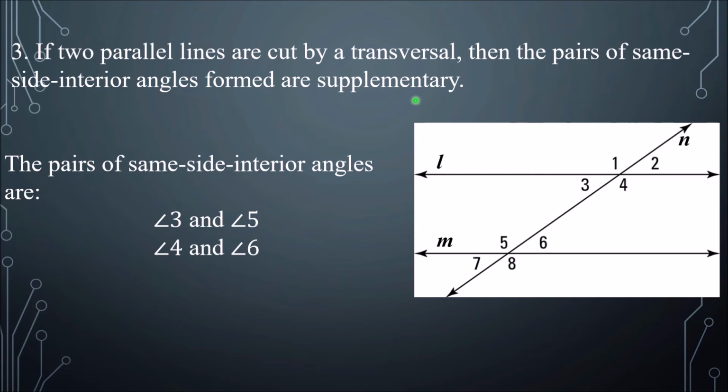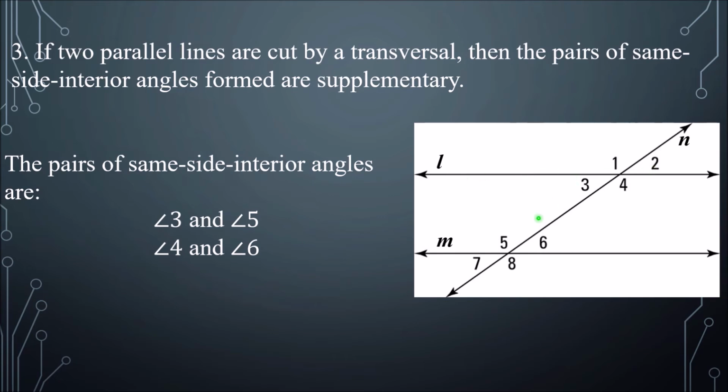Supplementary. So meaning to say, when we say supplementary, the sum of the measures of the two angles is 180 degrees. So what is same side interior? What does it mean by that? So when you say same side of the transversal, for example, angle 3 and angle 5. So again, angle 3 and angle 5. Same side of the transversal and inside the parallel lines.